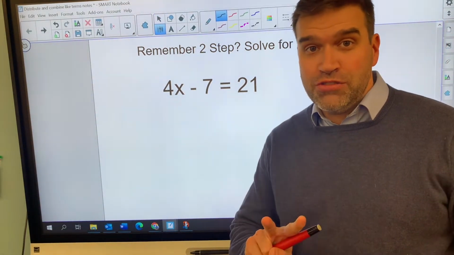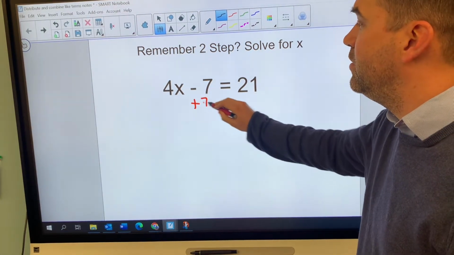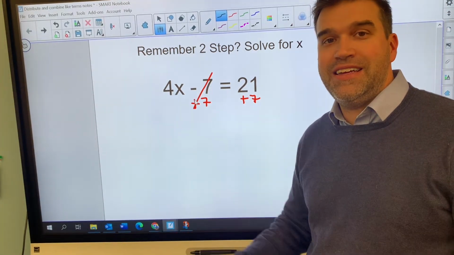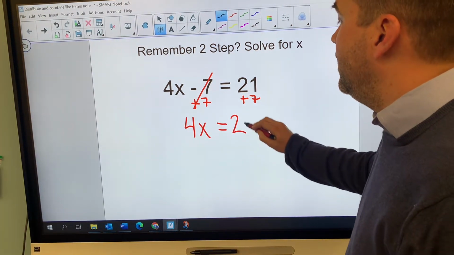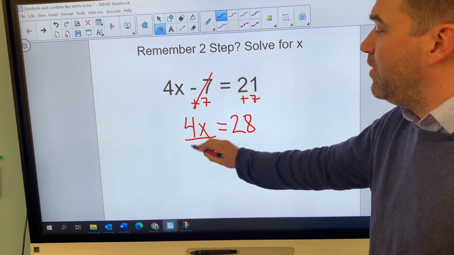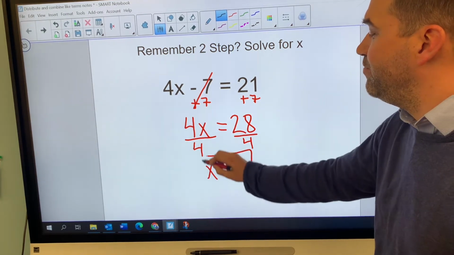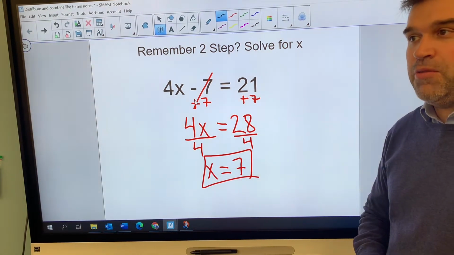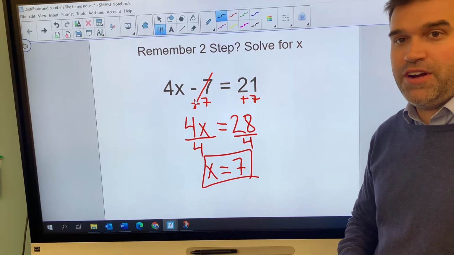So let's take a look at two-step equations. A regular two-step equation like this, we're gonna start by adding 7 to both sides. That eliminates the -7 because that's the inverse of the subtraction, which leaves us with 4x equals 28. Now that we have 4 times x equals 28, we're going to divide by 4 to give us x equals 7. So for a two-step equation, we start with the constant, we use the opposite or inverse operation, and then we deal with the coefficient, the number in front of the variable.